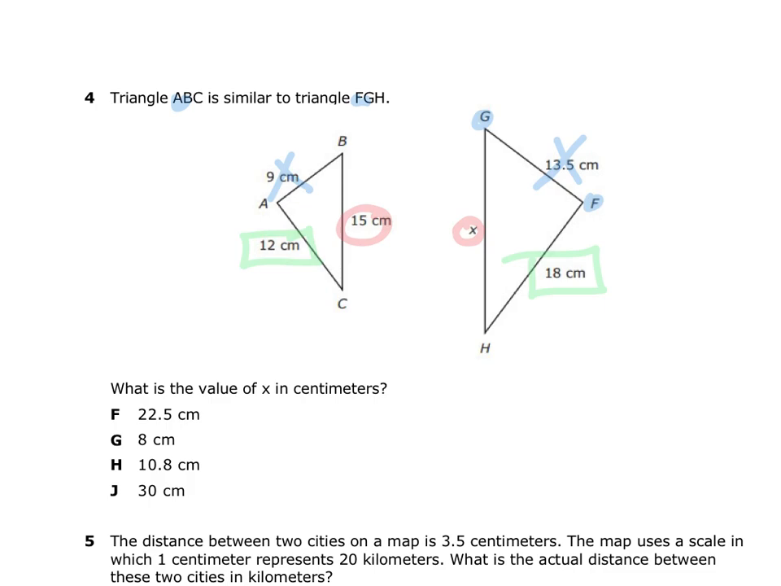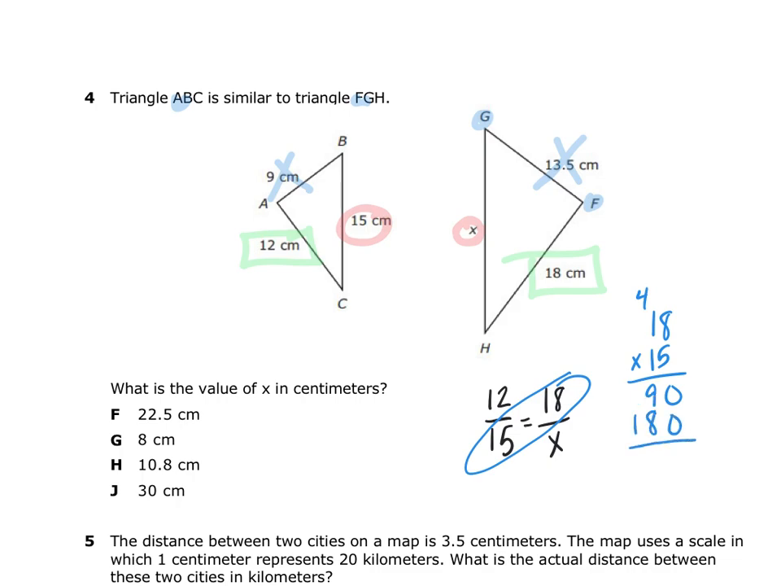Now I'm going to set up my proportion so that it's 12 over 15 is equal to 18 over X. I'm going to cross multiply. 18 times 15. That's 270. Then I have to divide by 12.